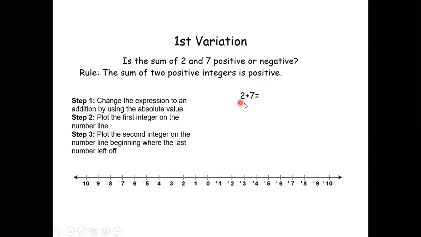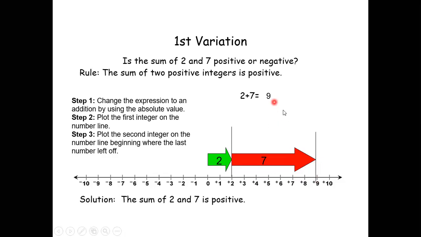For example, here 2 plus 7. We want to find 2 plus 7. First, on the number line, plot the first number, 2. 2 is positive, so we want to move to the right. The next integer is 7, also positive, so from here we move 7 units to the right. What is the answer? 9. The answer is 9, and the sum of 2 and 7 is positive.